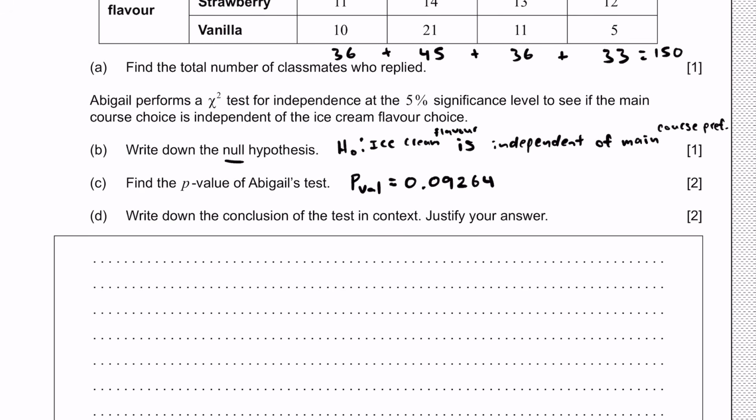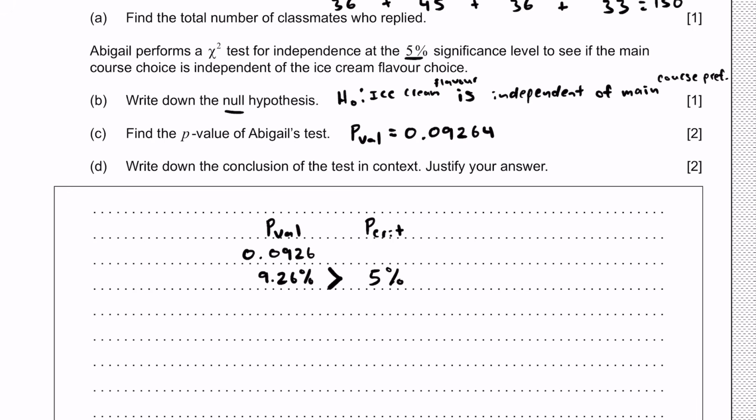All right. Part D asks us to write down the conclusion of the test in context. So to determine the results of our chi-square test, what we do is we compare the p-value to the significance level or the critical value. In this case, our p-value, I'm going to write it to 3 sig figs, 0.0926. Since our significance level is a percent already, I'm going to write this as 9.26%. Our significance level itself was 5%. Our p-value is greater than p-crit. In this case, we accept the null hypothesis, accept H0, or maybe a little more proper, we would say that we fail to reject the null hypothesis.